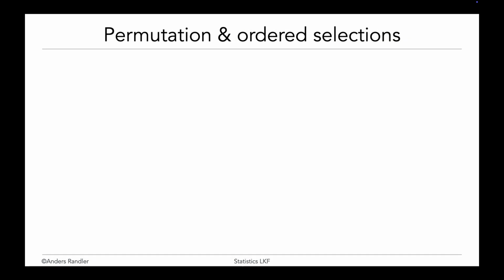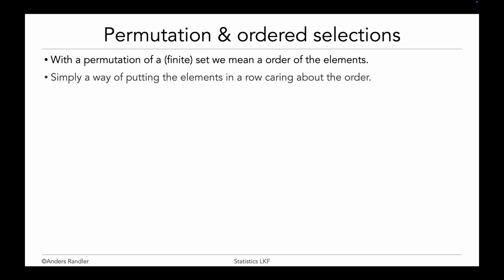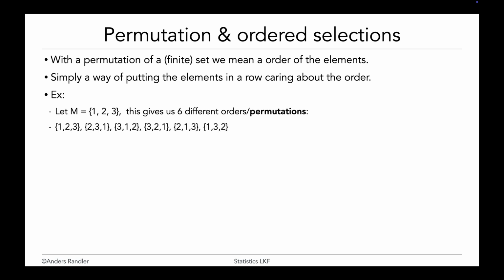That's the basic thing. Then we'll get into something called permutations, or also called ordered selections. So with the permutation of a finite set, we mean an order of the elements. So simply a way of putting the elements in a row caring about the order. So for instance, let's say we have the numbers 1, 2, 3, and we want to put them in a line somehow, count them, 1, 2, 3, 2, 1, 3, etc., etc. You can do that in 6 different ways, like this. That means 3 times 2 times 1.